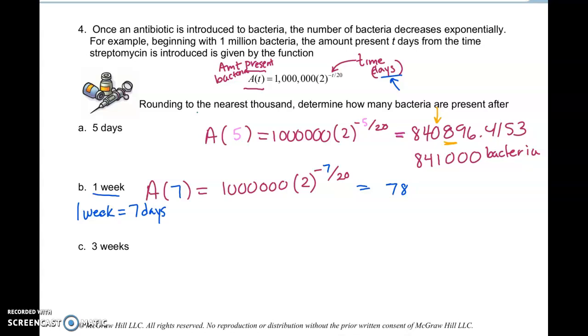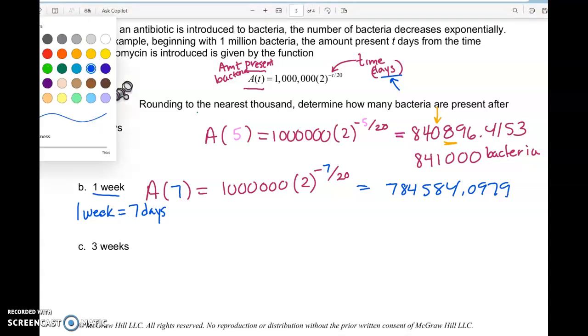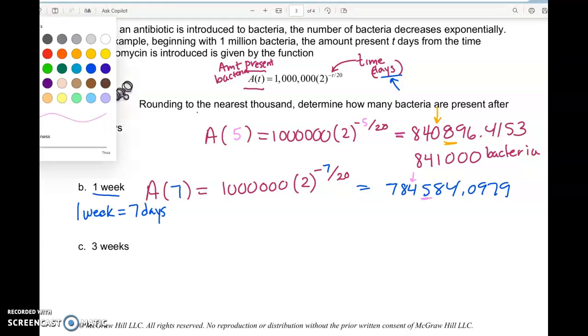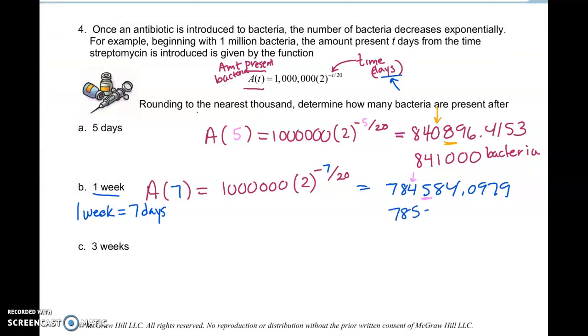So here's my answer that I got on the calculator. And so rounding it to the nearest 1,000 would be this place. And because this is 5 or more, we're going to round the place with the arrow up. And my answer should be 785,000 bacteria.